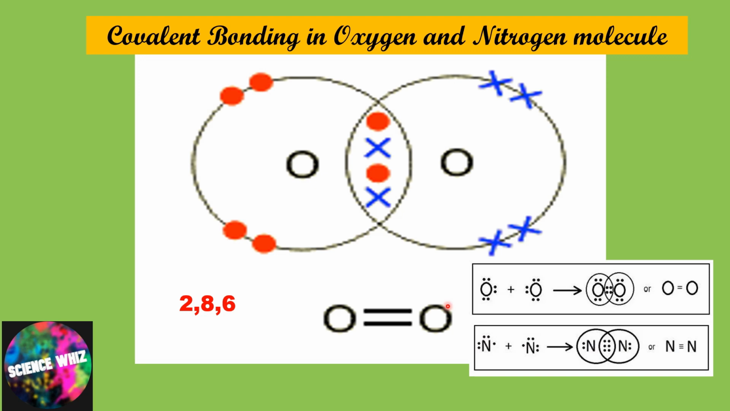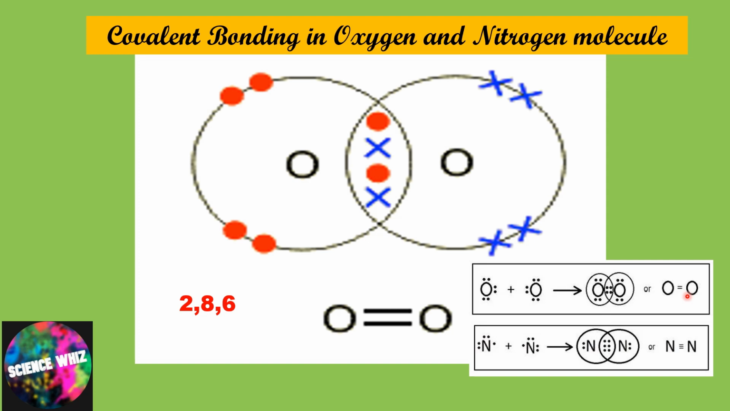Let us consider oxygen molecule. Each atom of oxygen has 6 electrons in its outermost shell. Its electronic configuration is 2, 6, which means it is 2 electrons short for the stable octet. It achieves stability by sharing 2 electrons with another oxygen atom, which in turn shares 2 of its electrons. A total of 4 electrons, that means 2 pairs of electrons, are shared by the 2 oxygen atoms and they form a double covalent bond.